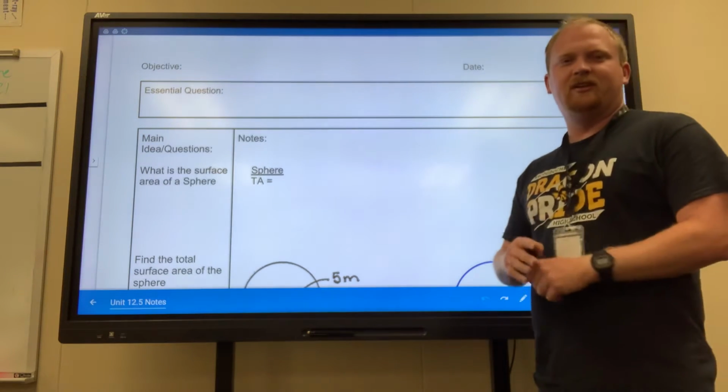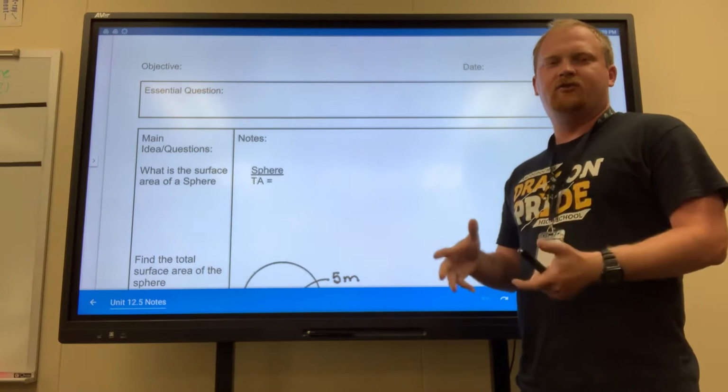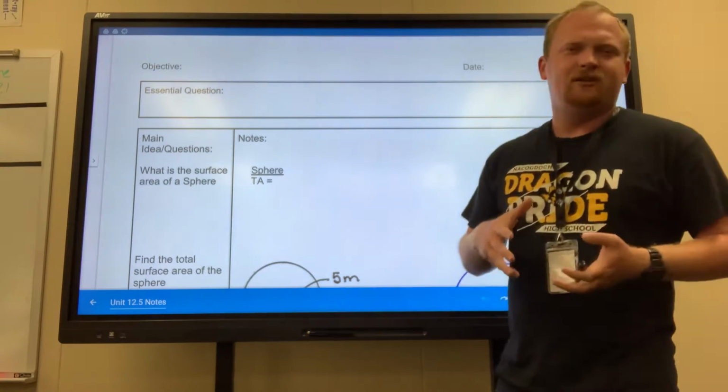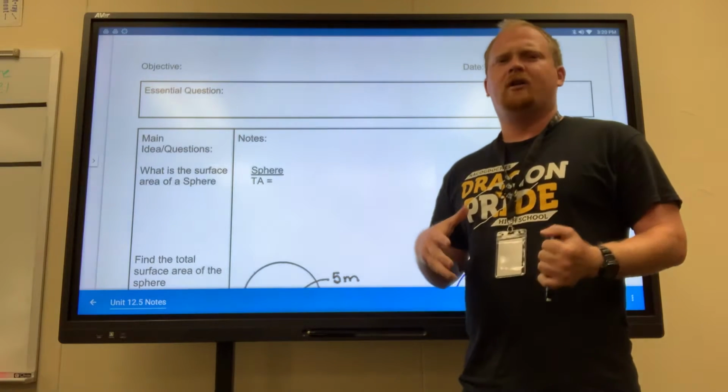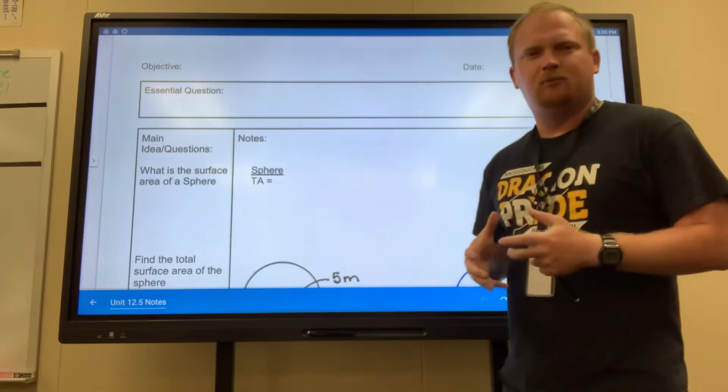Hello, Coach Holmes here, and today we're going to be talking about finding the surface area of spheres. This is the last three-dimensional shape that we're going to be talking about as far as finding surface area. A sphere is pretty simple, okay?